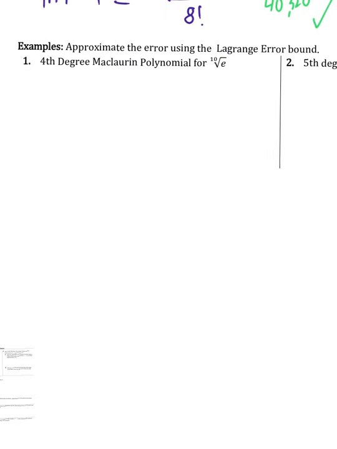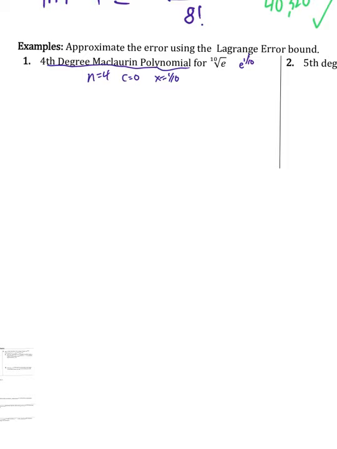All right, number 1 says, approximate the error using Lagrange error bound for a 4th degree Maclaurin polynomial for the 10th root of e, which I'm going to rewrite as e to the power of 1/10. So what do we know? We know 4th degree, so n is equal to 4. We know Maclaurin, so c is equal to 0. We know we're approximating e to the 1/10, so x is equal to 1/10.